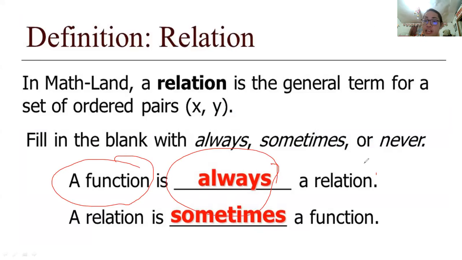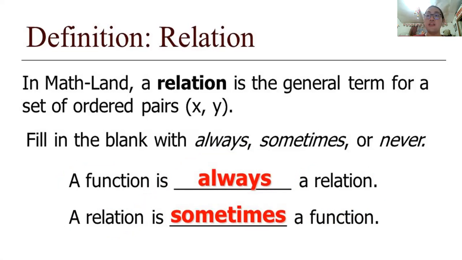A function is always a relation. Take down note. A function is always a relation, and a relation is sometimes a function. In short, all functions are relations, but not all relations are functions. So please take down note of that. All functions are relations, but not all relations are functions. That's why we say a function is always a relation, and a relation is sometimes a function. So please take down note of that.